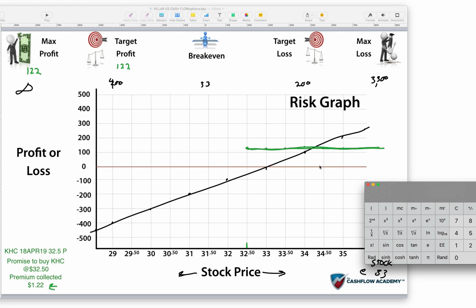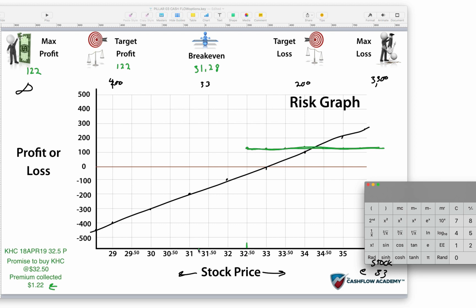So my actual break-even point, or what we'd call my cost basis, let's get my green pen up here, is really at $31.28. That's my break-even. So let's write that in, $31.28. So look, I go to $31 and, oh, there's $31.50.